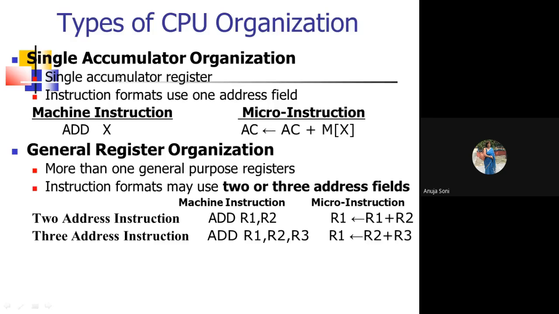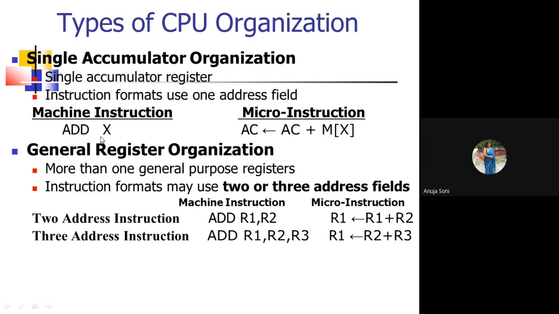So among machine instructions, this kind of machine instruction is written in front of you: Add X. तो इसकी micro instruction क्या होगी? How will it work internally? The accumulator register contents are added with X. X will become the address of some operand retrieved from the memory. So that operand will be extracted from memory and added to the accumulator register, and the result will be transferred to the accumulator register. So if you view, this is an assembly language program.